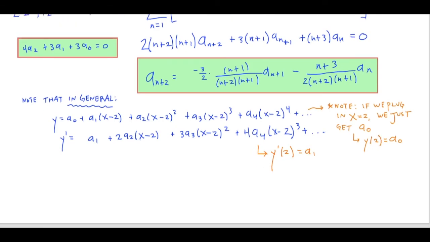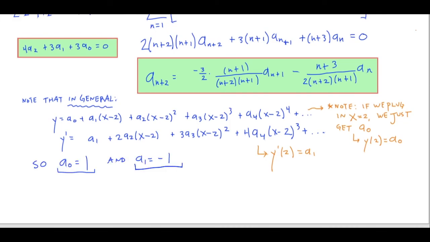So I just wanted to demonstrate that these initial conditions, y of 2 and y prime of 2, will actually correspond directly to the values of a sub 0 and a sub 1, those first two coefficients in my series. And this is due to the fact that the center of my series is 2. So plugging in those values allows me to directly identify these first two coefficients.